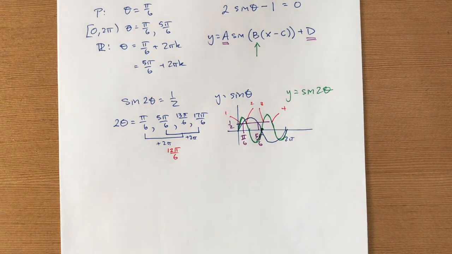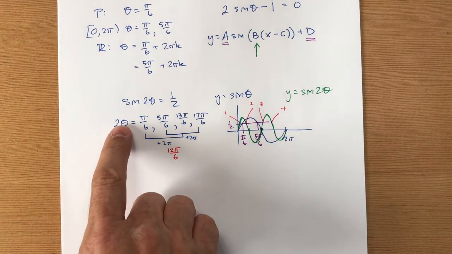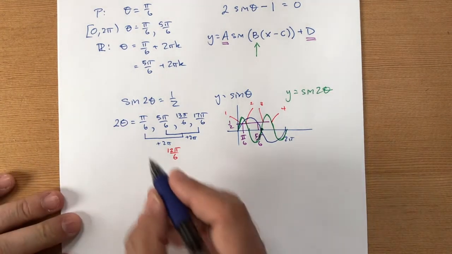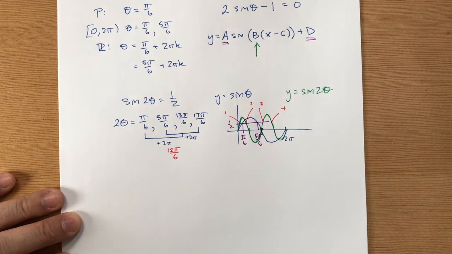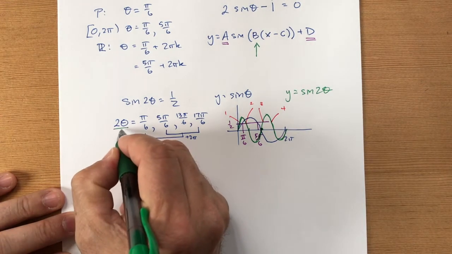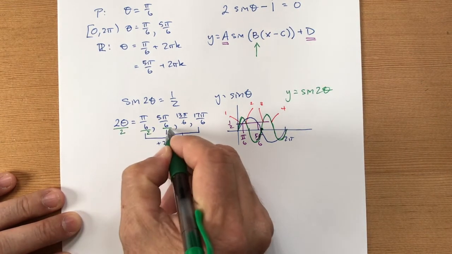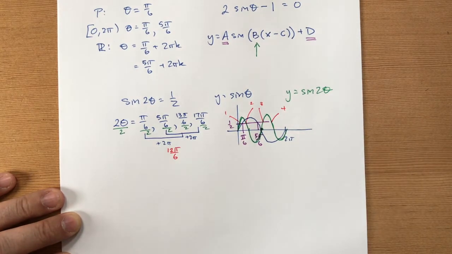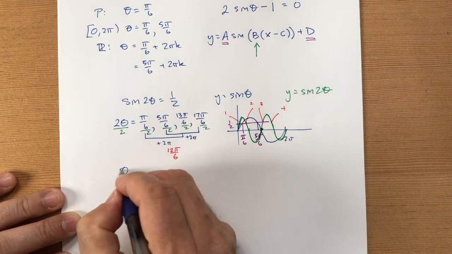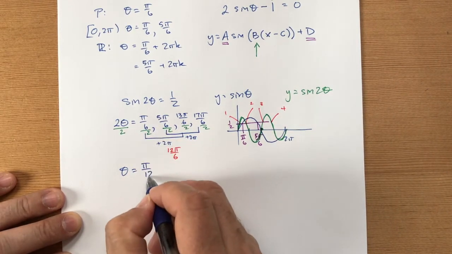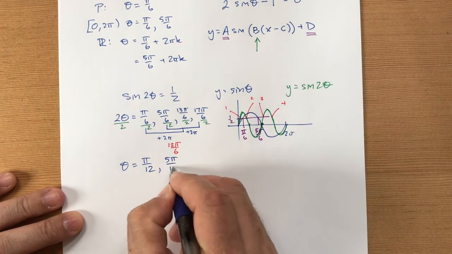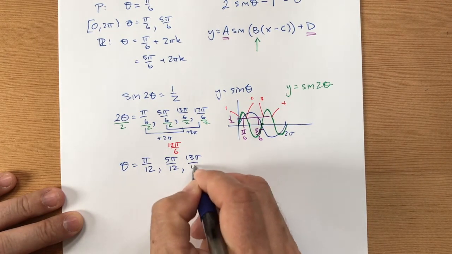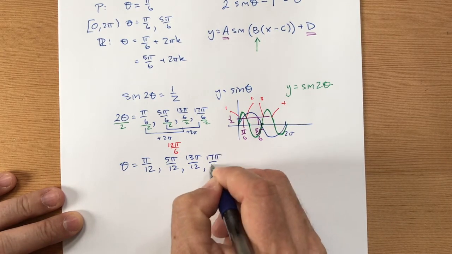I know I'm going to have potentially twice as many answers. But right now I've solved for 2 theta. I need theta. So what I end up doing, I'm going to do this in green, is divide every one of these answers by 2, and you're going to have all your values. So this becomes theta, and this becomes pi over 12. Remember the doubling the denominator piece that I've been trying to teach you all year. 13 pi over 12, and then 17 pi over 12.